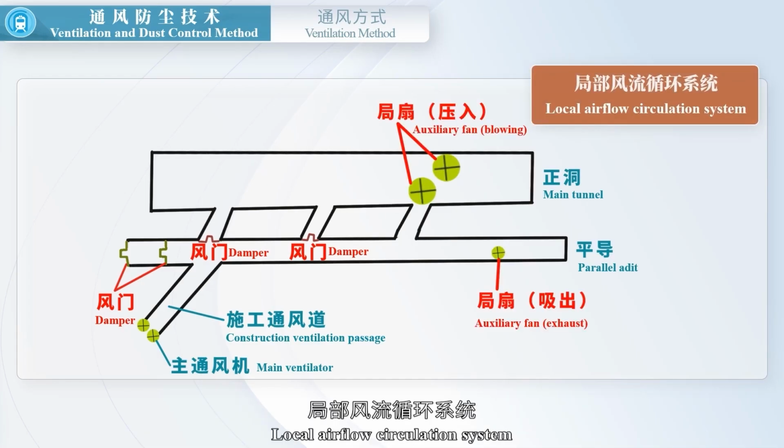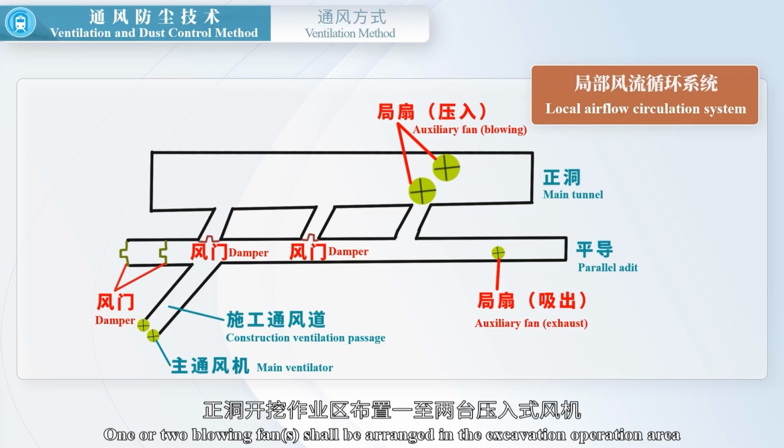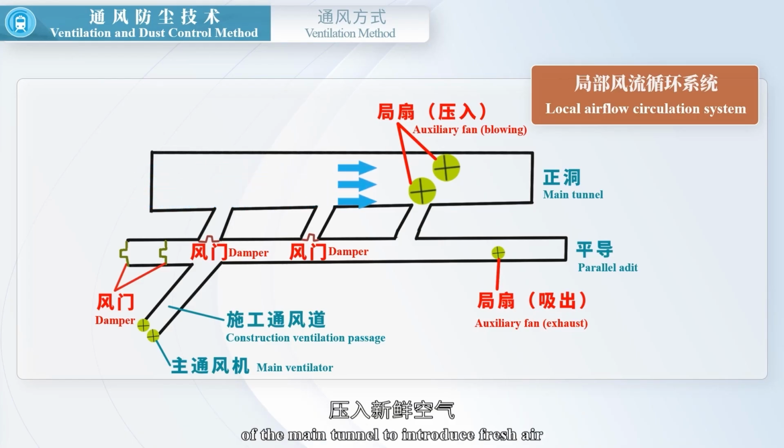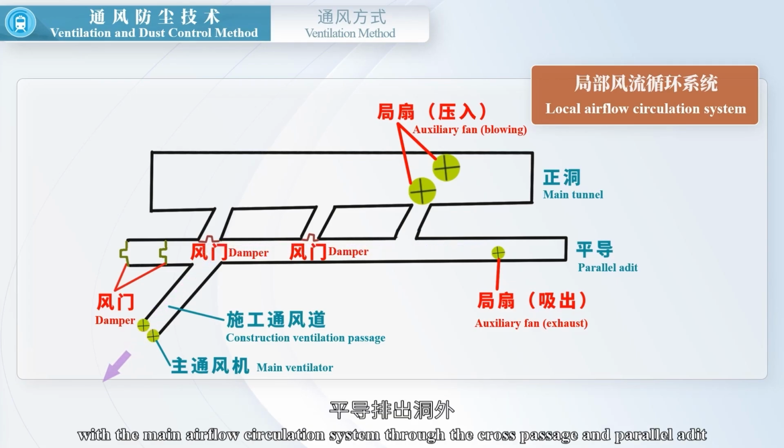Local airflow circulation system. In the excavation area of the main tunnel and parallel adit, fans must be set to form a local airflow circulation system. 1 or 2 blowing fans shall be arranged in the excavation operation area of the main tunnel to introduce fresh air. The dirty air at the working face is discharged out of the tunnel with the main airflow circulation system through the cross passage and parallel adit.